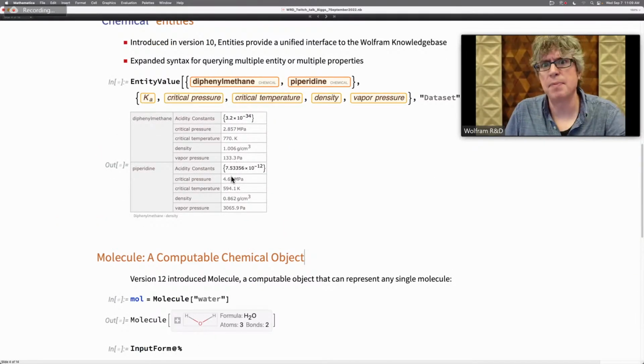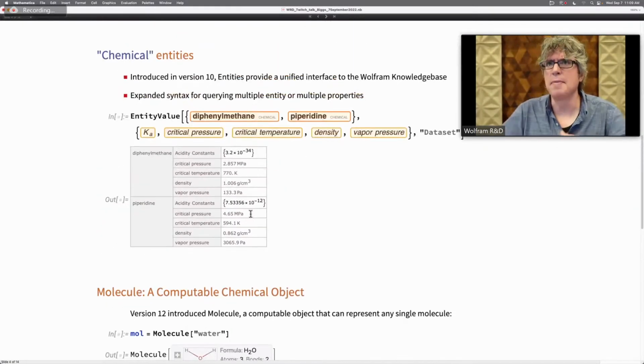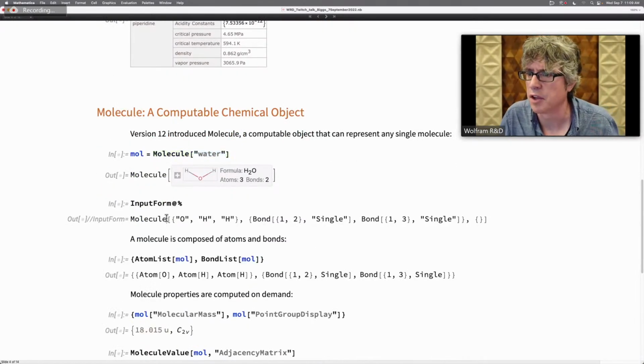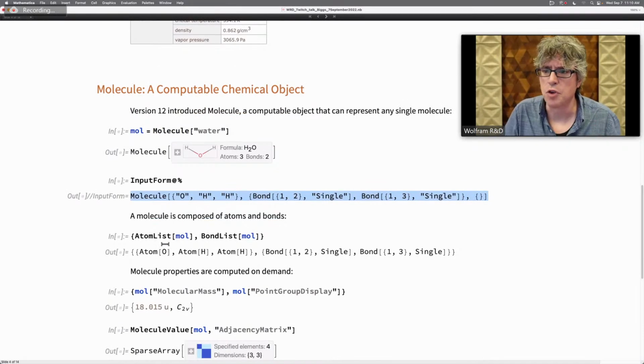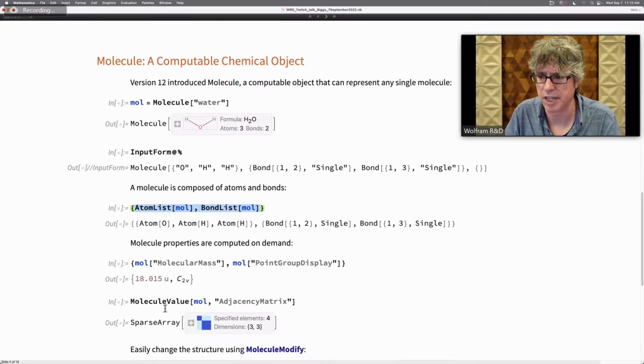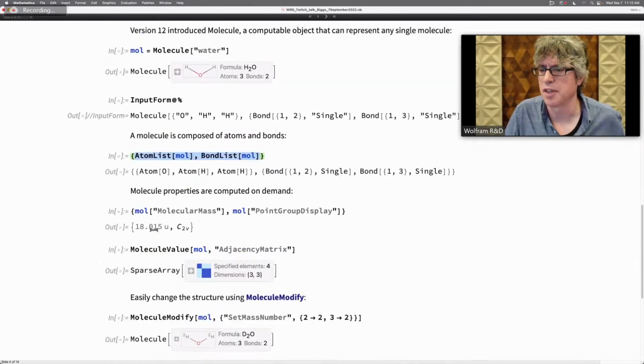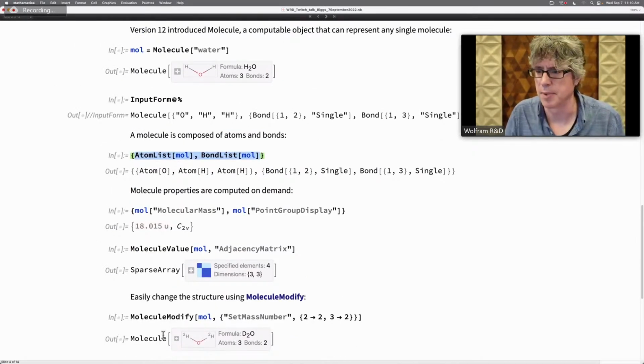The main point here is that with a molecule, there's no limit. There doesn't need to be an entry in a database in order for you to create a molecule. So here, I'm creating a molecule from water. I'm giving it the string water, and it is parsing that locally on your machine, and it looks up and says, yes, water is oxygen with 2 hydrogens, and then it goes from there. You can ask it for its atom list and its bond list, the molecular mass, the adjacency matrix. But you can also very easily create a molecule that never existed, that was not in the knowledge base.